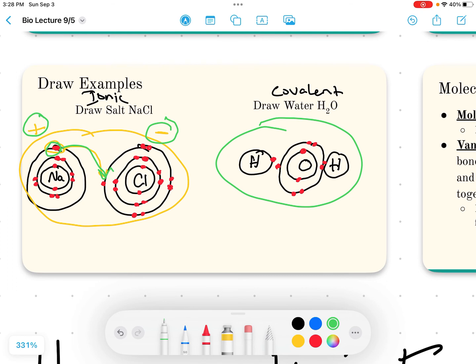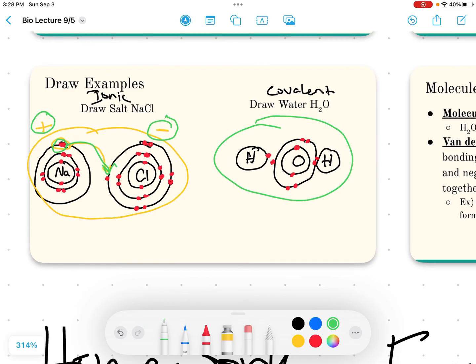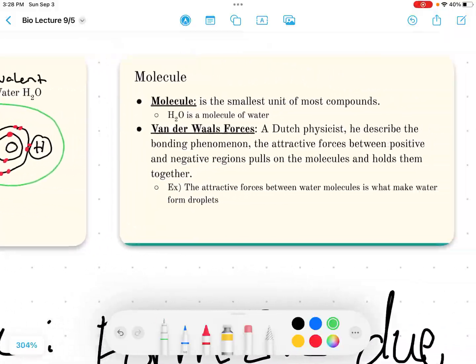Another helpful thing to know is ionic bonds are the strongest bonds because we're giving up those electrons. That positive and negative charge hold them together so tightly. While covalent, since they're sharing, it makes it just a little bit weaker bond. So it doesn't take as much energy to break those guys up.